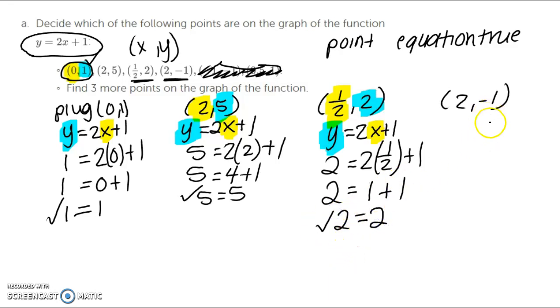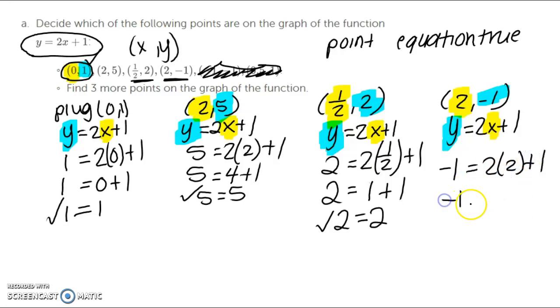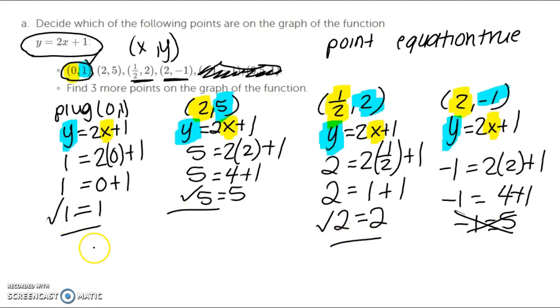That one checks out. And the last one, we're still plugging into that equation. So I'm going to use my handy dandy highlighter here. 2 is going in for x, and negative 1 is going in for y. So let's test this out. So negative 1 equals 2 times 2 plus 1. 2 times 2 is 4 plus 1. Uh-oh. Negative 1 does not equal 5. So these 3 points are on the graph, but that fourth one is not.